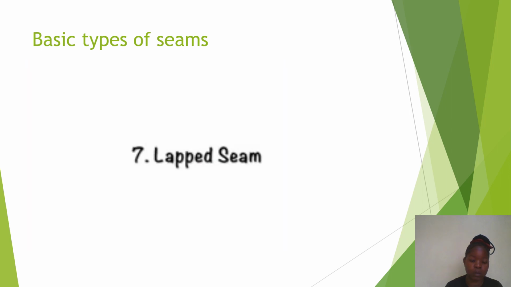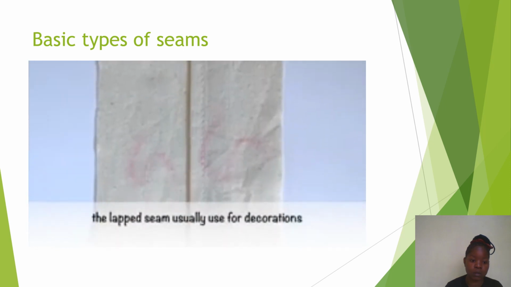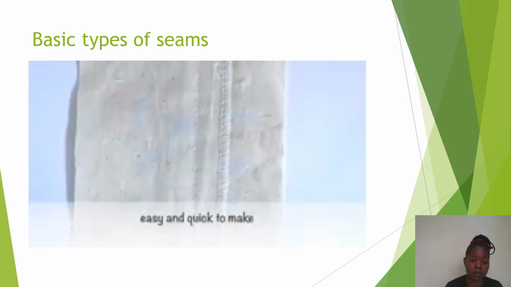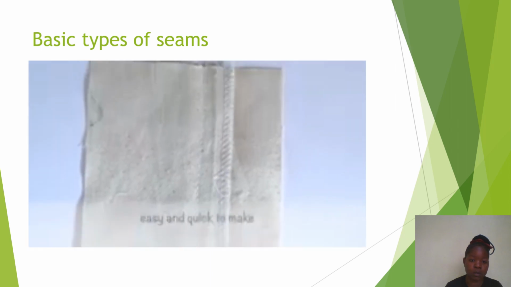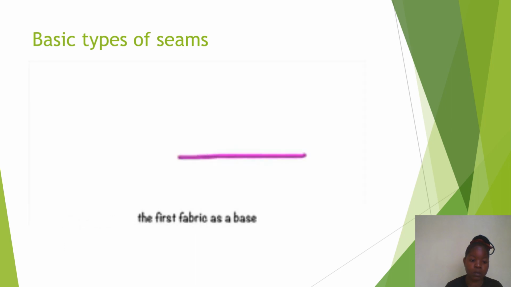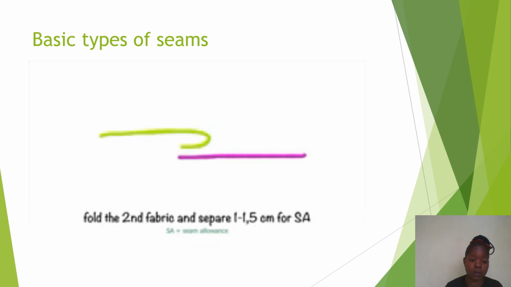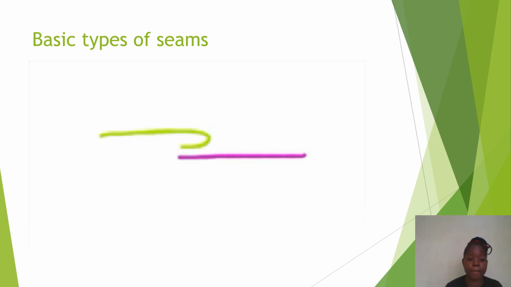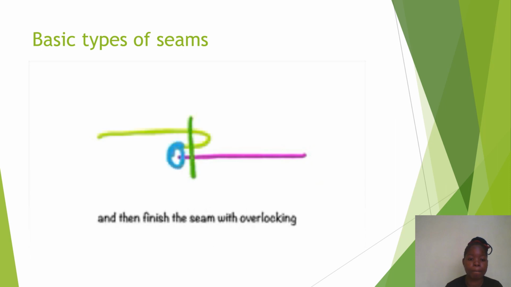Lap seam. The lap seam is usually used for decorations, and is easy and quick to make. The constructions: the first fabric as a base. Fold the second fabric and spare 1 to 1.5 cm for seam allowance. Sew the stitching line, and then finish the seam with overlocking.